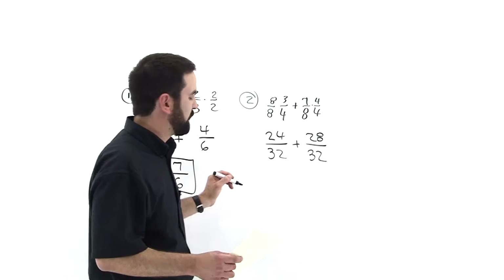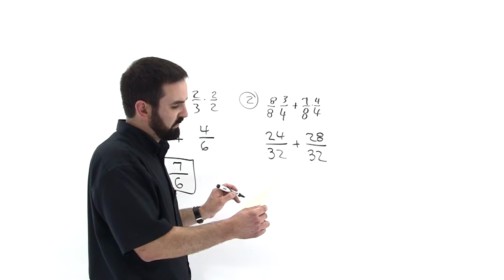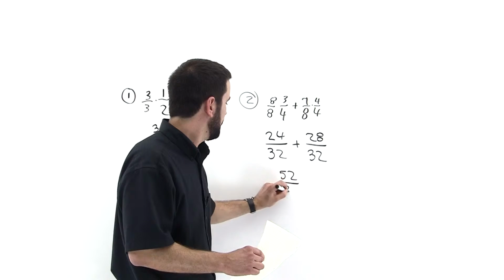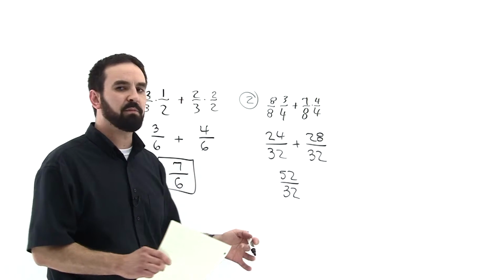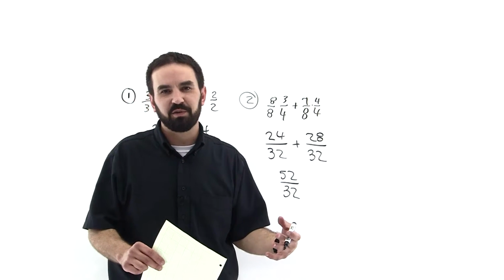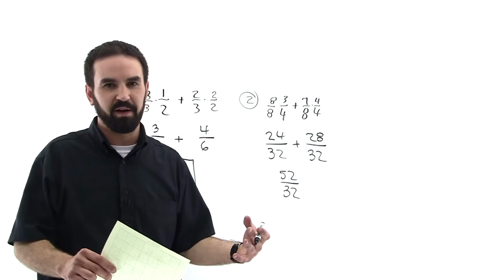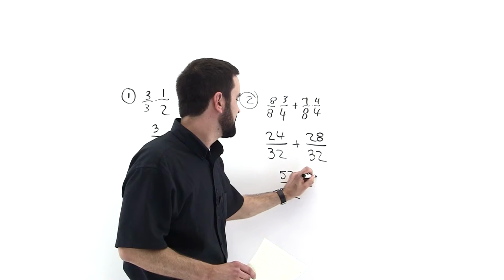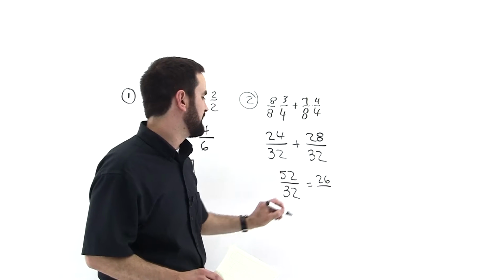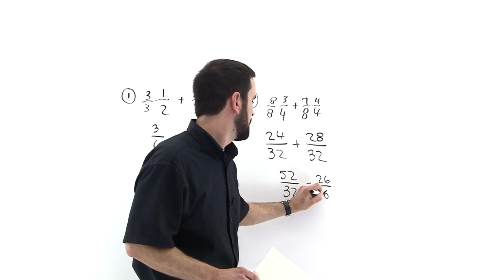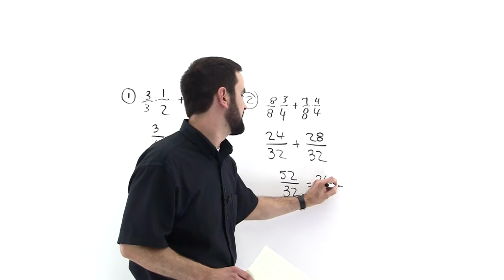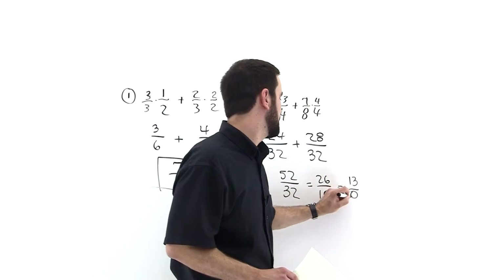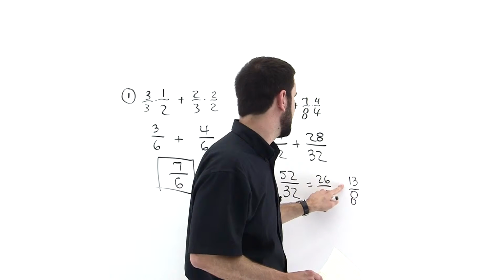So then this will be 24 plus 28 is equal to 52 over 32. Now when you get down here, you may have to do some reducing, but it's easier to reduce than it is to find the least common denominator, right? So then 52 divided by 2 is 26. 32 divided by 2 is 16. And then we can divide these again. 26 divided by 2 is 13. And 16 divided by 2 is 8. So the answer is 13/8.